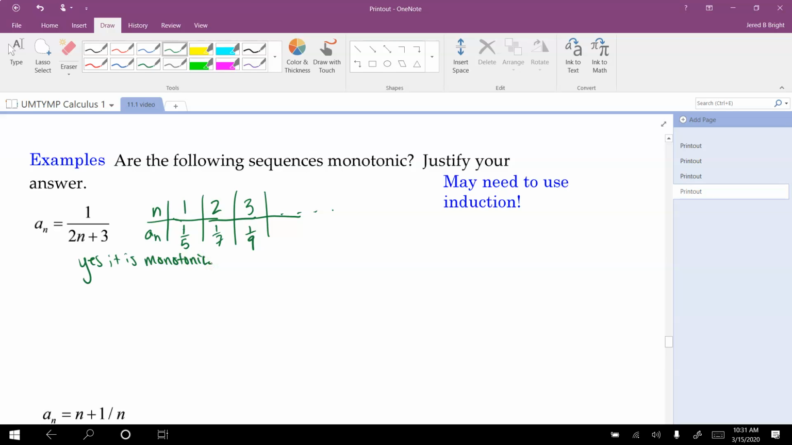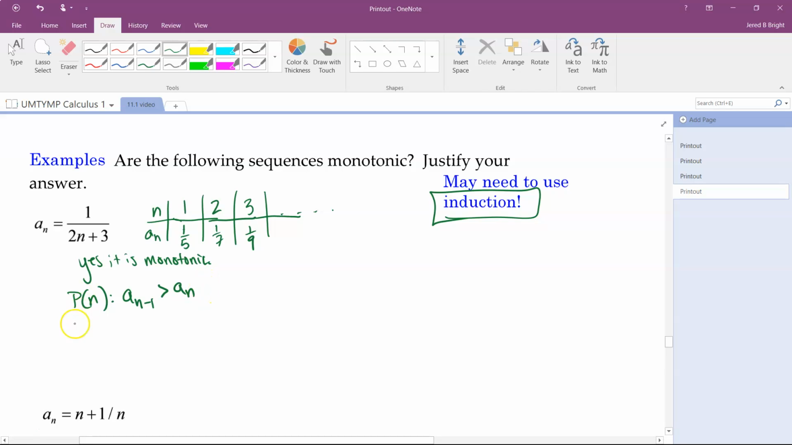But now that really isn't enough to a mathematician. You might need to review induction. Induction is very, very useful. I'll give you an example. When you're doing induction, you should define a statement P(n). We want to say that a sub n minus 1 is bigger than a sub n. That's the idea for decreasing. So for induction, we want to show our base case, n equal to 1, or maybe n equal to 2 rather. It doesn't matter, you just need to show an example.